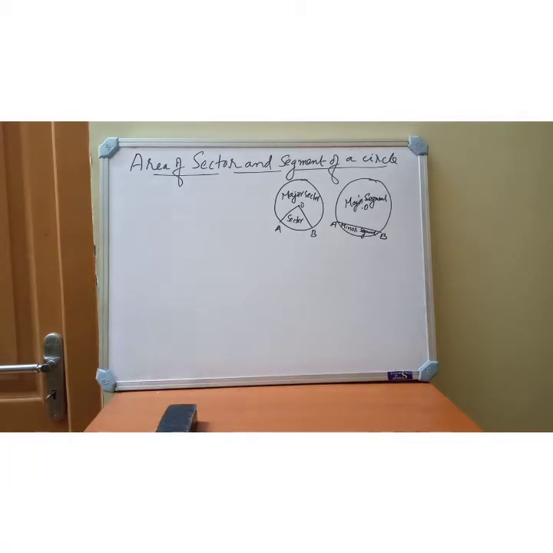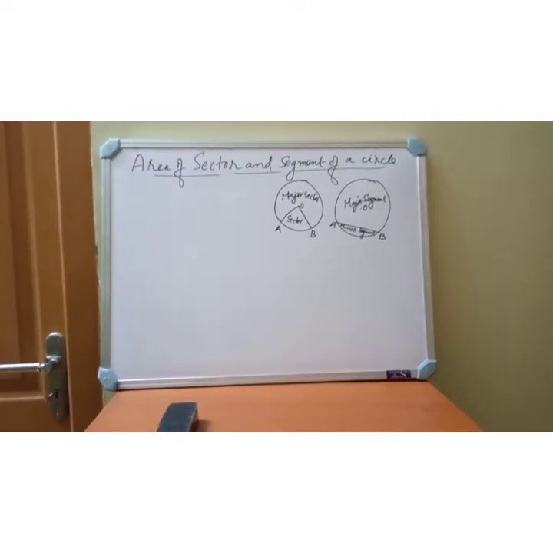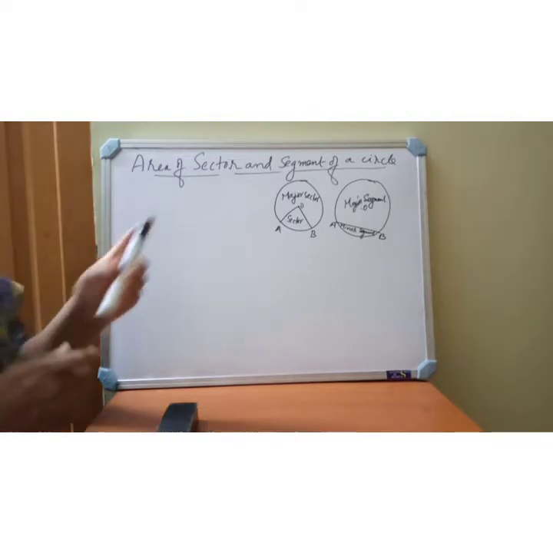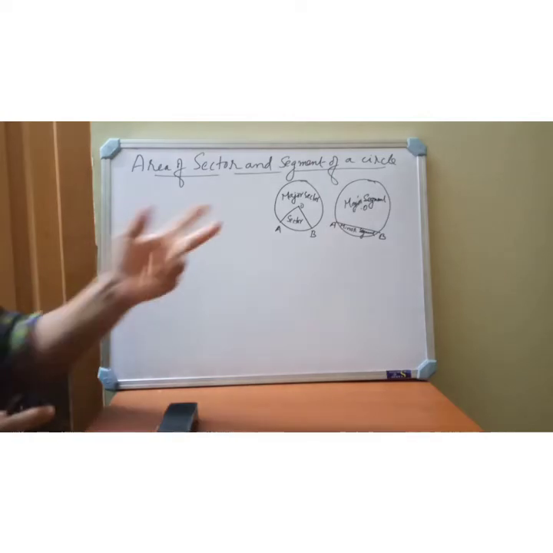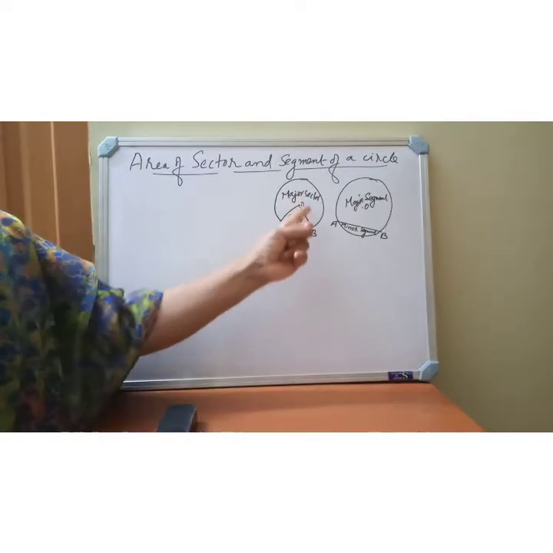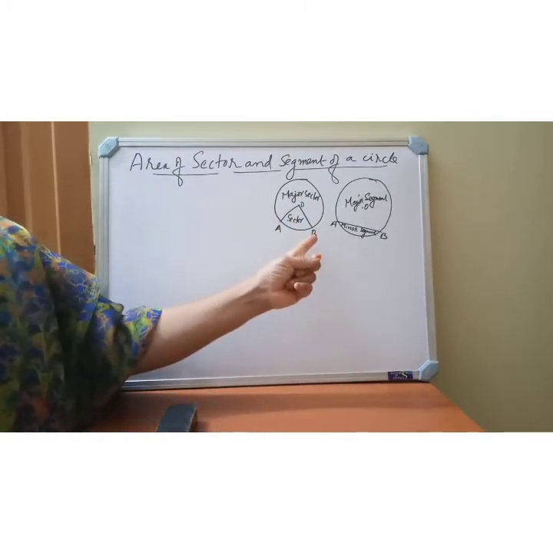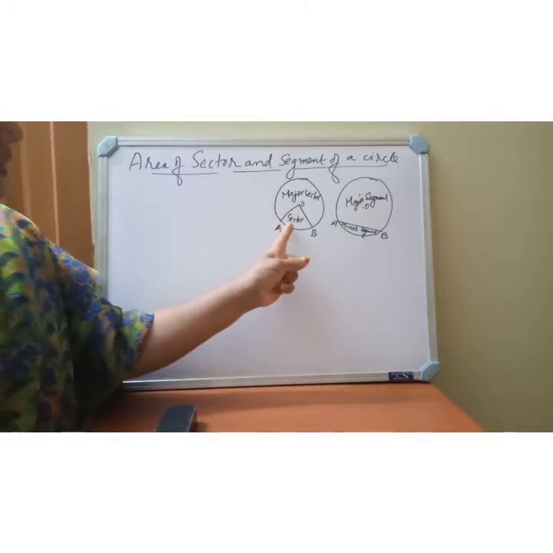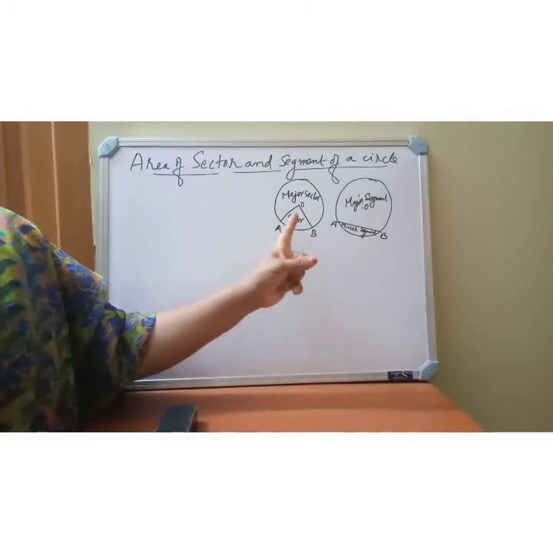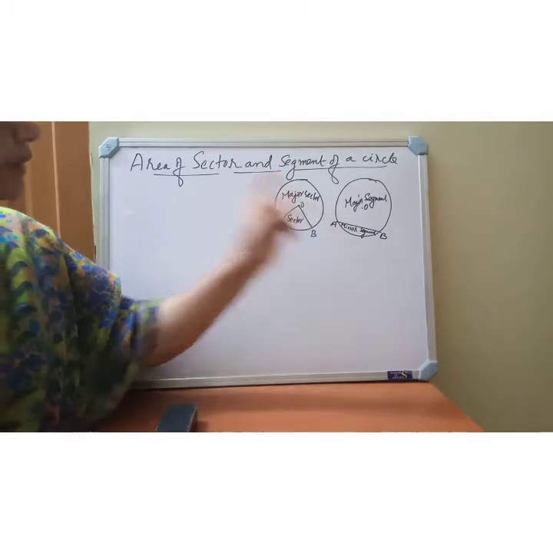Now let us see the next part of the lesson. Areas of sector and segment of a circle. So you see the two diagrams. Here OA and OB are two radii, isn't it? So this is called the minor sector or simply sector. This will be the major sector.